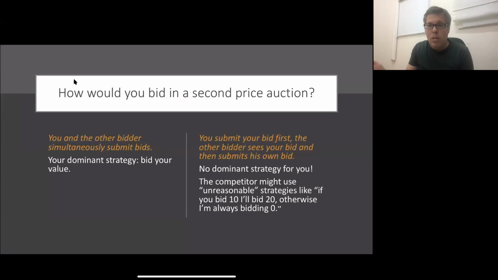Because your competitor might use unreasonable strategies. Like, if you bid 10, then I'll bid 20. Otherwise, I'm always bidding 0. In that case, if your value is 10, bidding 10 is not the right thing to do because you're going to lose the item and get a profit of 0. You should bid, I don't know, 11 and get the item for free. So no dominant strategy in this implementation. What we see here is that the details of the implementation of the specific mechanism matter to the existence of a dominant strategy. And that's exactly what we're going to investigate in this talk.